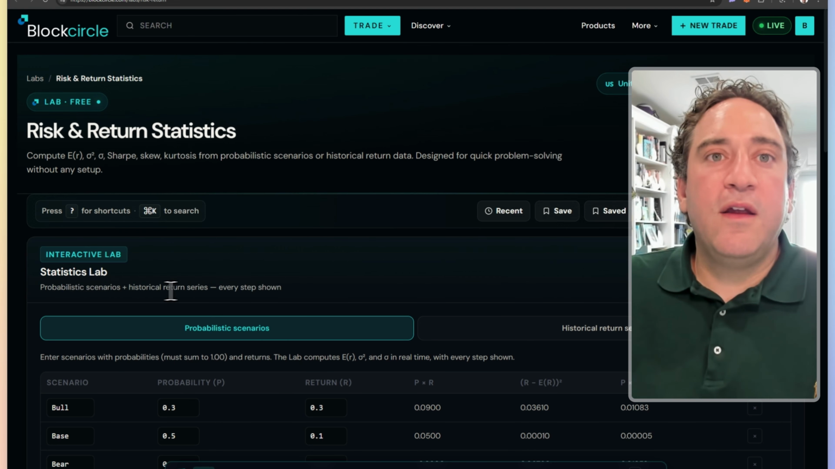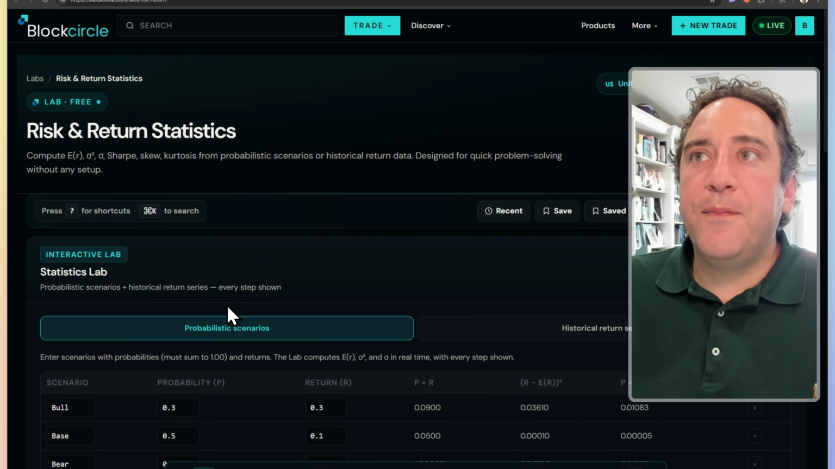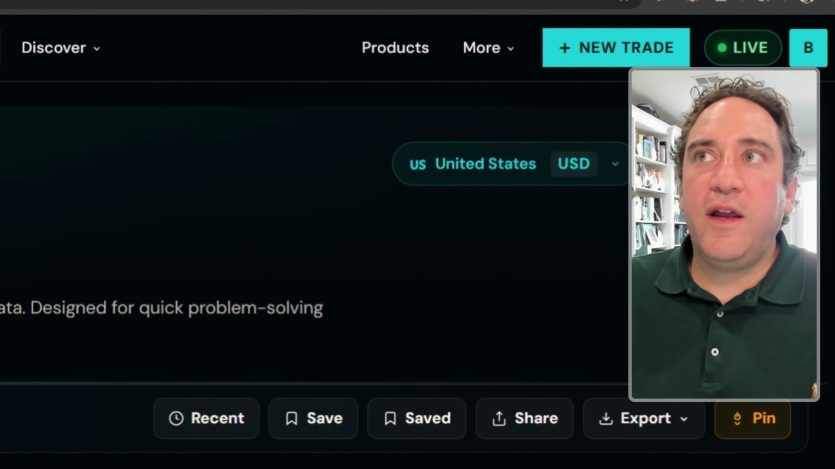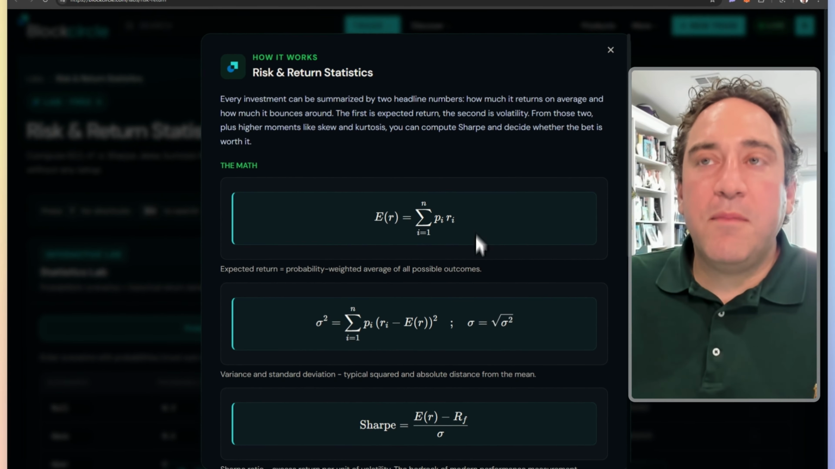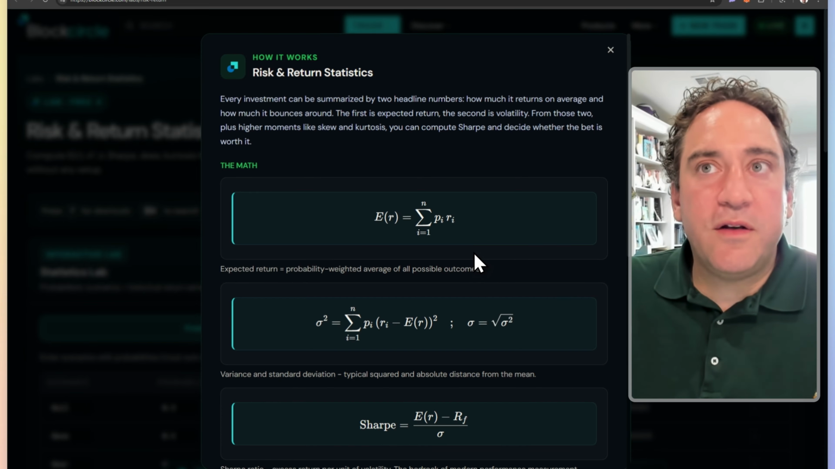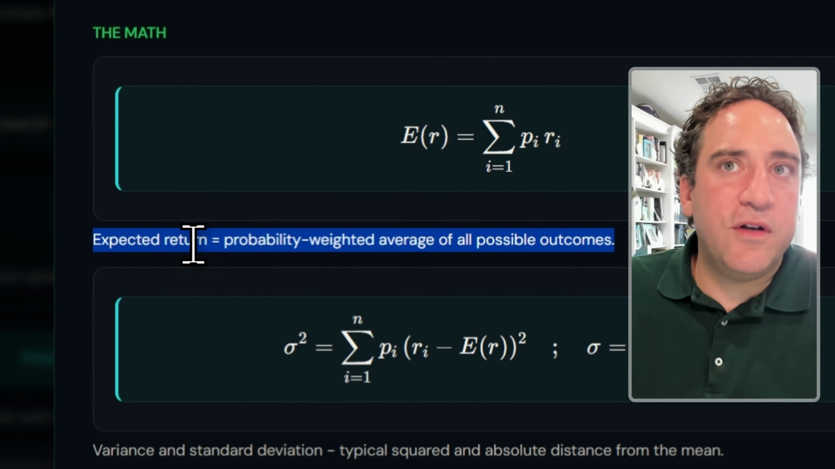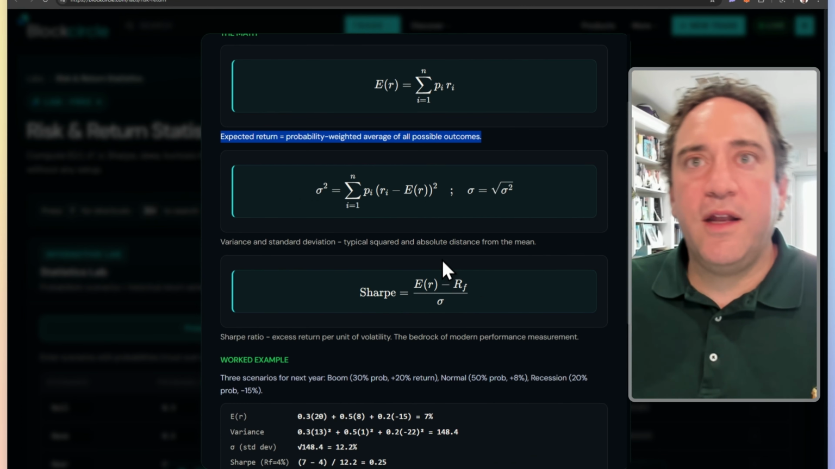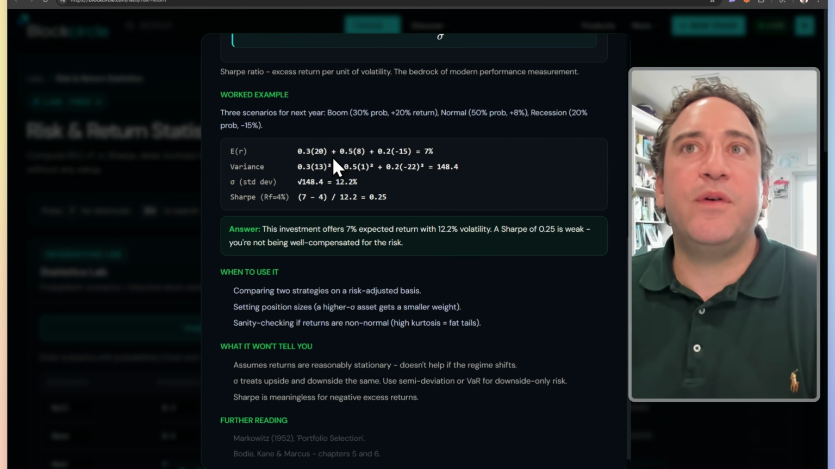So you're looking at probabilistic scenarios, historical returns, and then if you want to be able to understand it better, you just click this large how it works button. When you click the how it works button here on the top right, it's showing you the expected math that is important for you to understand for each principle. But ultimately, you just need to understand that an expected return, as an example, is a probability weighted average of all possible outcomes, right? And then it walks you through actual working and functional examples with real numbers.